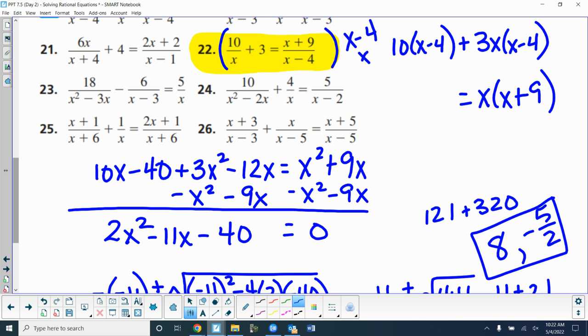So 8's okay, right? And then we got negative 2.5, right? Negative 2.5 is okay there. Negative 2.5 minus 4 is a negative 6.5. So both those answers are good. Okay? So I just showed you using the quadratic formula because we haven't done that for a while. But that would have factored that 2x squared minus 11x minus 40.